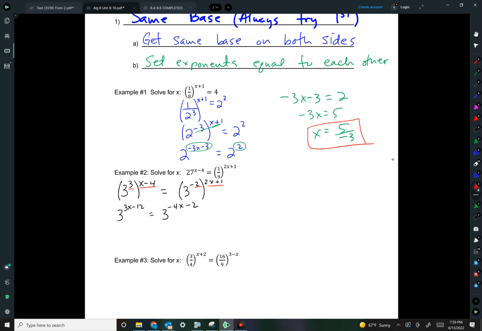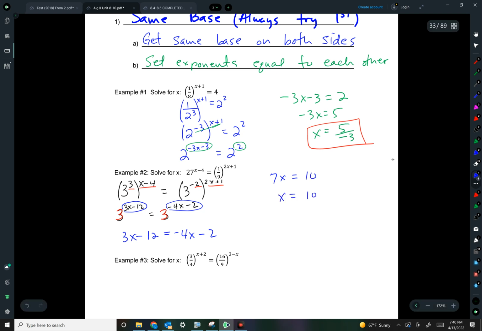And so now that I have the same base, notice they both have a base of 3, I can set my exponents equal to each other. So this exponent of 3x minus 12 has to equal this exponent of negative 4x minus 2. And now it becomes a pre-algebra problem, right? Get your x's to the same side. So let's see, I'll move my x's to the left. So 7x equals, I'll add 12. So I think that's going to equal 10. And x equals 10 over 7.